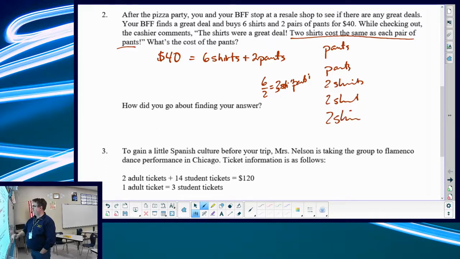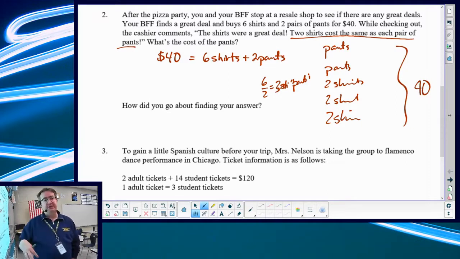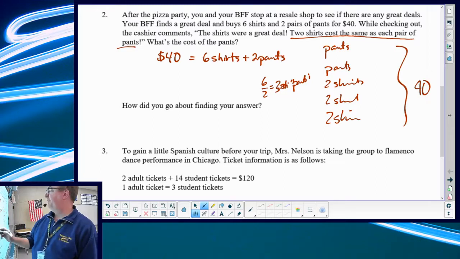Sorry for the scribbling there. But then they said, okay, all of this costs $40. So what happens? I've got 5 equal things that equal $40. So again, we come up with $8 for your pants.